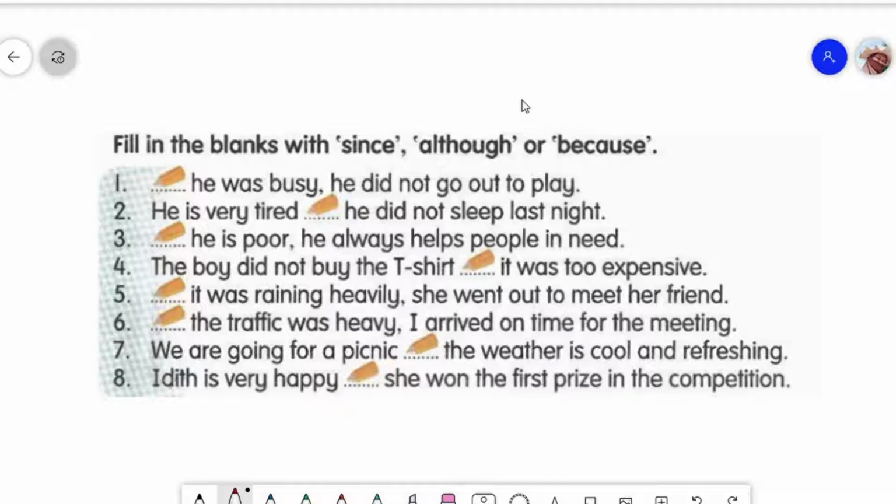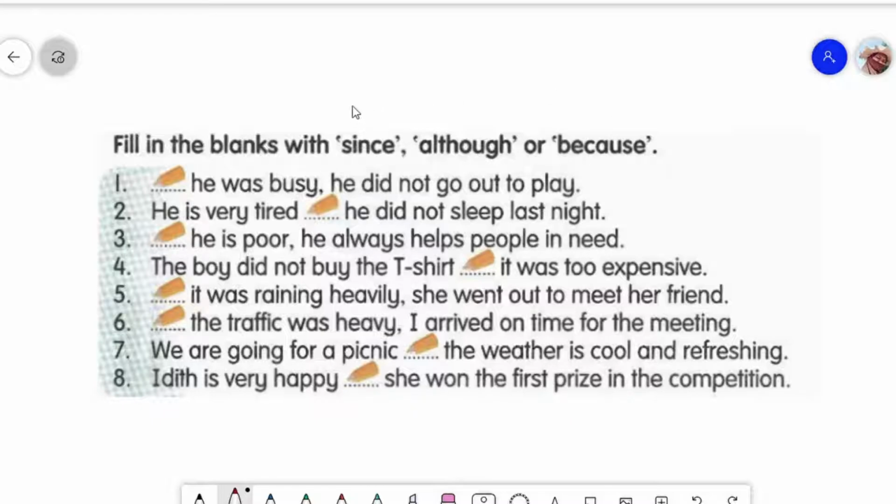All right, let's do some exercise. This one I want you to do in your writing book. You can also refer to these answers that I write on your screen now. I'm going to explain to you while I do this, okay? Fill in the blanks with since, although, or because. Isi tempat kosong dengan tiga kata hubung yang baru kita belajar.